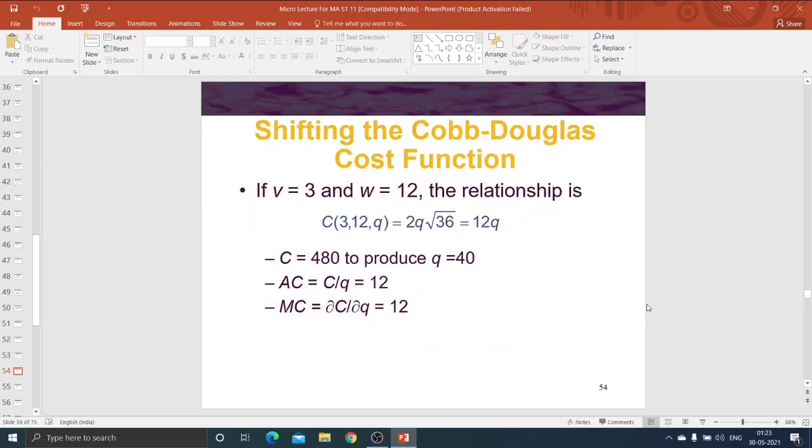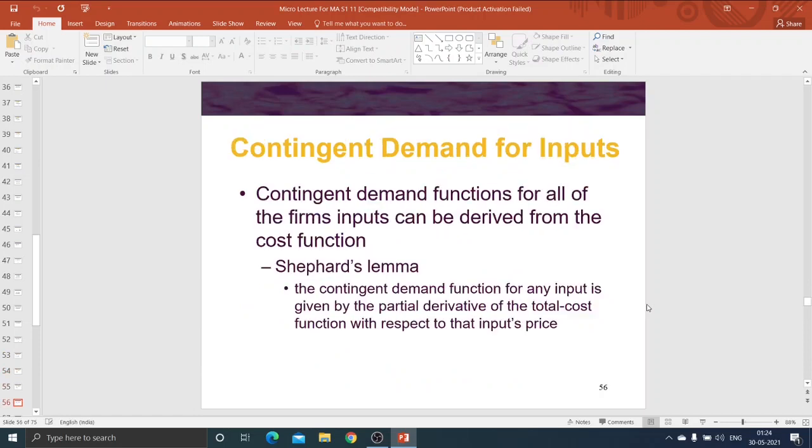If you check with the Cobb-Douglas case also, you'll get the answer. Under contingent demand for inputs, you have a contingent demand function for all the firm's inputs, which can be derived from the cost function, where you get to know Shephard's lemma. Shephard's lemma is a simple one: the contingent demand function for any input is given by the partial derivative of the total cost function with respect to that input price.